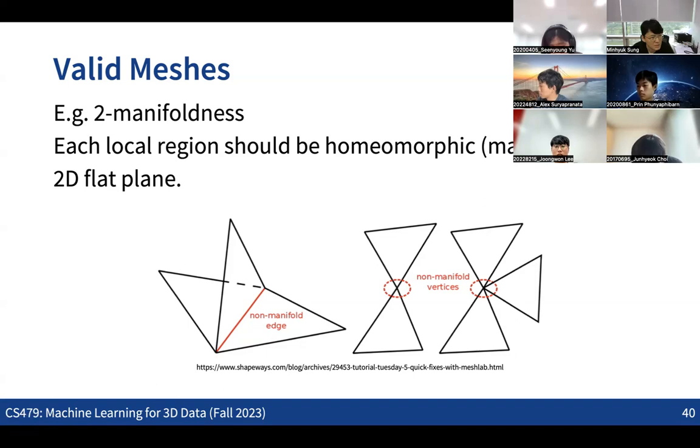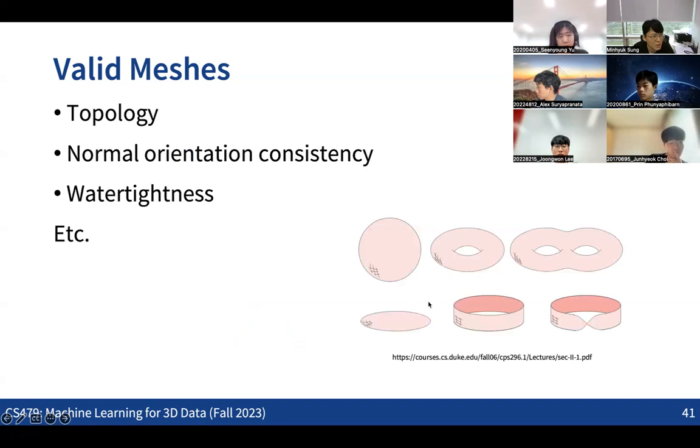Those are some invalid cases of not having two-manifoldness of the 2D meshes. There can be other conditions too. For example, we might want to form a 3D volume with a 2D surface. In those cases, we should be able to split the 3D space into an inside region and an outside region, right? Which means the 2D surface should form a watertight shape in 3D space. That can be one of the conditions for a 3D mesh that makes a volume, and there can be other topological constraints.